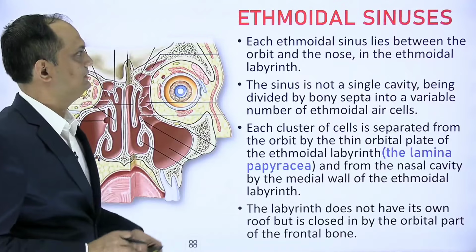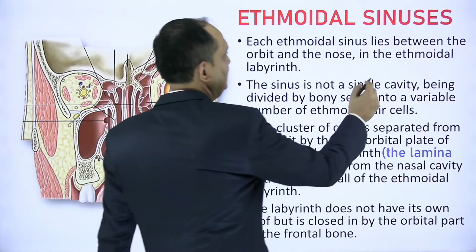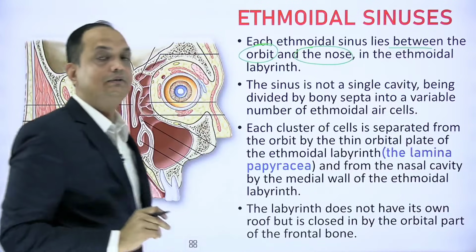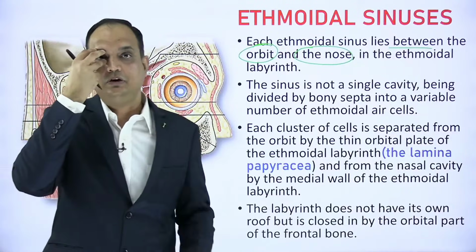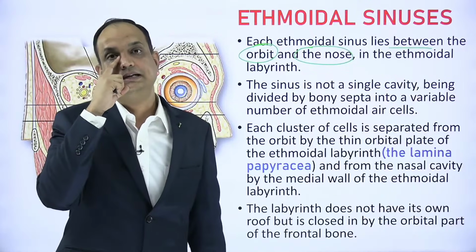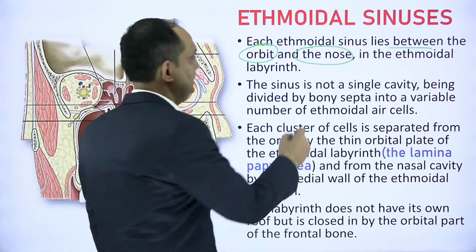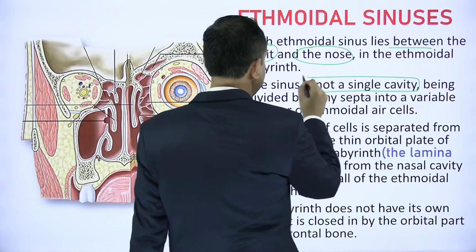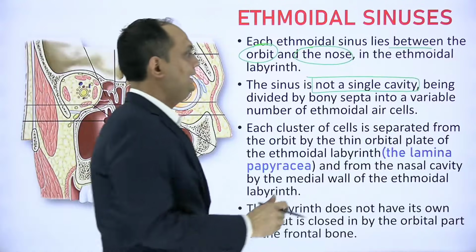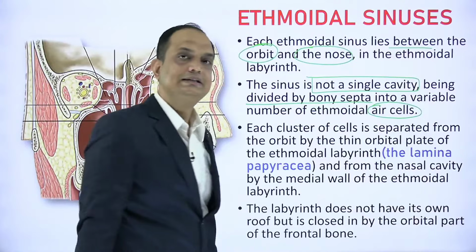Now the next sinus is the ethmoidal sinus. The ethmoidal sinuses lie between the orbit and the nose. This is the first thing to understand, where you will find the ethmoidal sinus. So this is your orbit, this is your nose, and in between you have the ethmoidal air sinuses. These ethmoidal air sinuses are not a single cavity, but there are multiple small pockets which are known as air cells, and they are divided by bony septa.